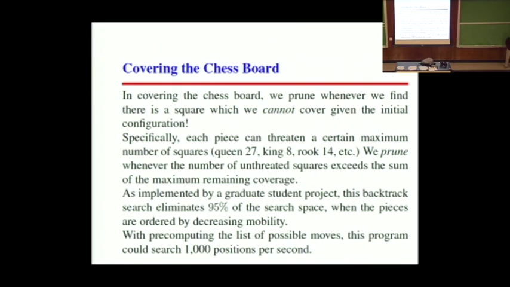Okay? And this is the kind of thing that I need you guys to be able to do in your work. Your goal is to try to think, how do I order the search so that I can eliminate as much of the search space as possible? Okay? Any questions about that?